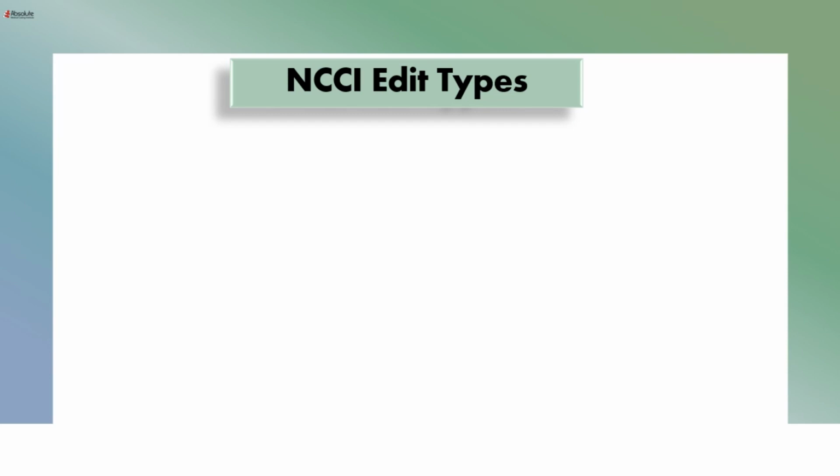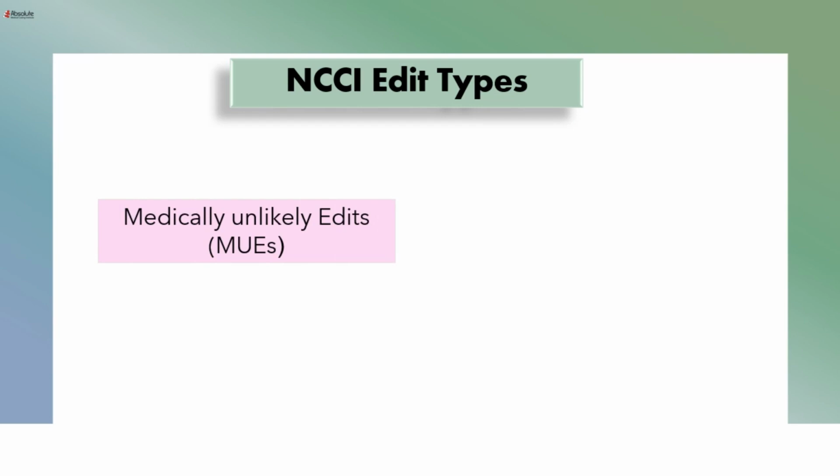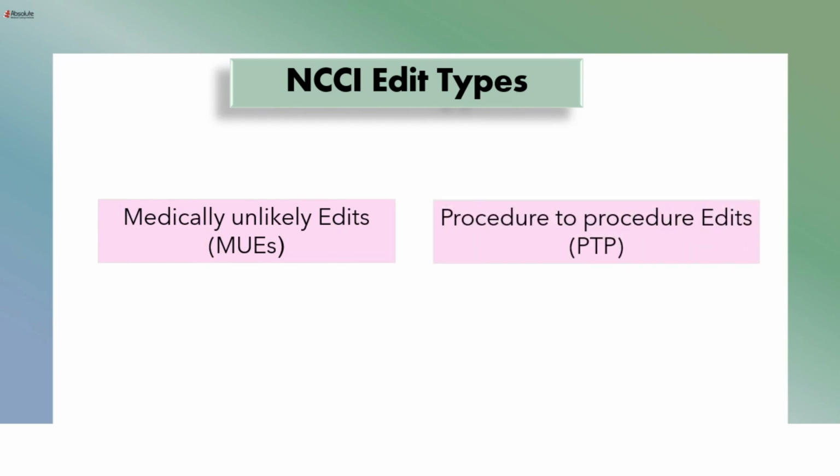The NCCI edit types are medically unlikely edits, those are the MUEs, and then we have procedure-to-procedure edits, the PTP. Now, there's also add-on code edits, which I think we are all pretty familiar with. An add-on code is a CPT or HCPCS code that describes a service that is performed with another primary procedure by the same practitioner, and an add-on code is reported in addition to the primary procedure. Remember, our add-on codes never stand alone. They are always coded in addition to the primary procedure, okay?